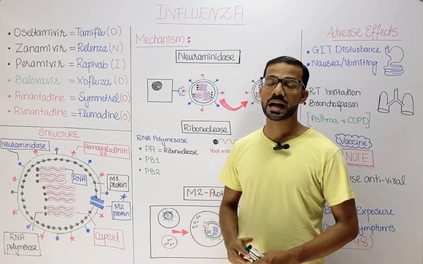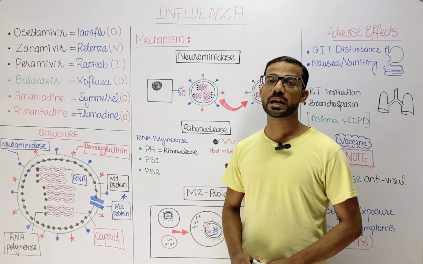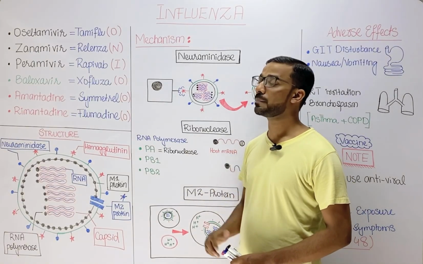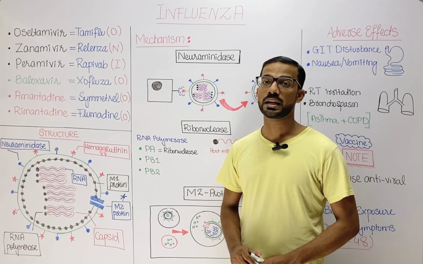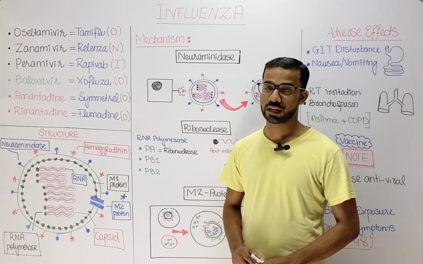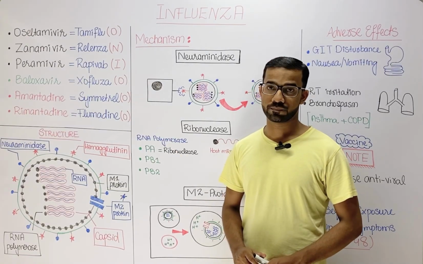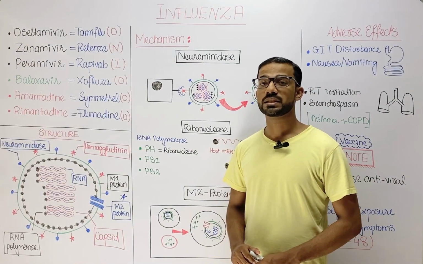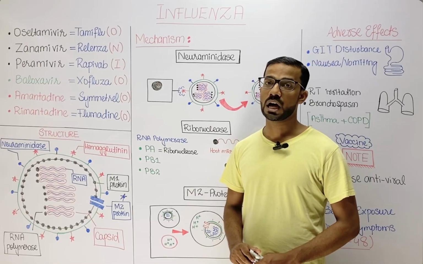Oseltamivir, its brand name is Tamiflu. Second is Zanamivir, its brand name is Relenza. And third is Peramivir, and its brand name is Rapivab. So these drugs target the neuraminidase enzyme of the influenza virus. Second is Baloxavir marboxil, and its brand name is Xofluza. This drug targets the endonuclease of the influenza virus.